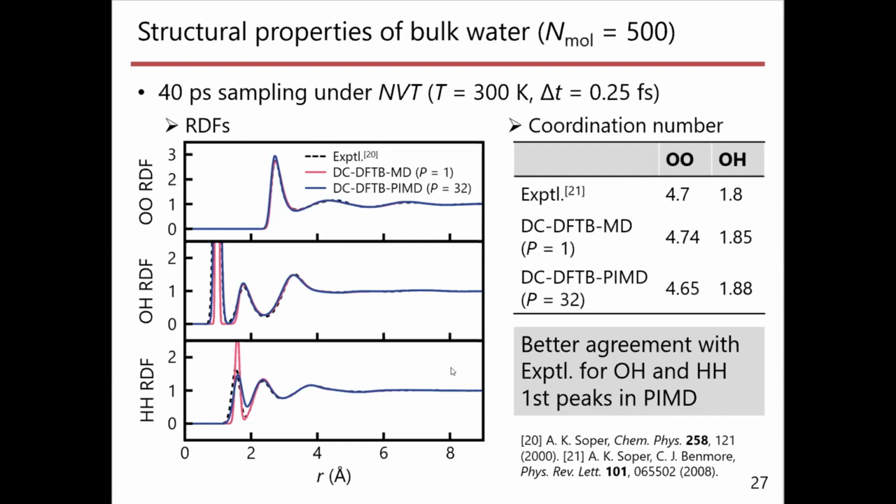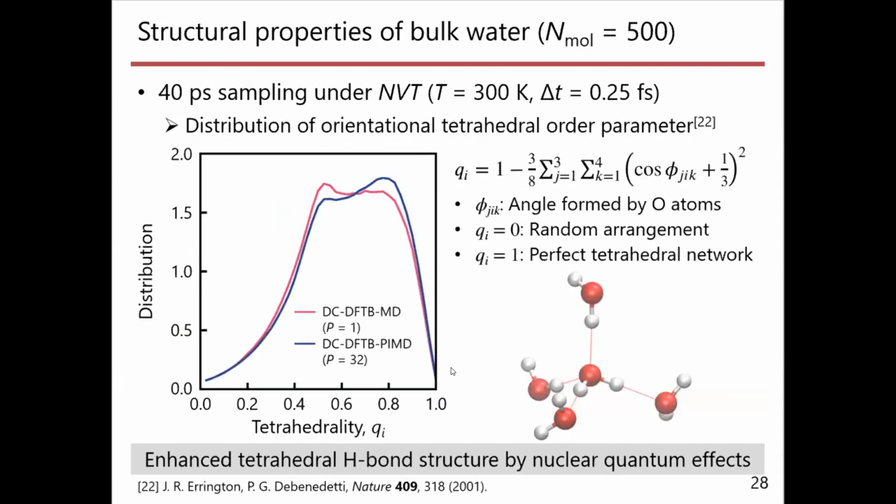We tested the large-scale DCDFTB-PIMD simulation for bulk water containing 500 molecules, so more than 1,000 atoms. Better agreement with experimental data was obtained for radial distribution functions of OH and HH pairs, as shown in this figure. Meanwhile, both MD and PIMD described well after the second peaks for these pairs. Consequently, the nuclear quantum effects contribute to intramolecular structure, yet the effect is rather small in the radial direction of the hydrogen bond structures.